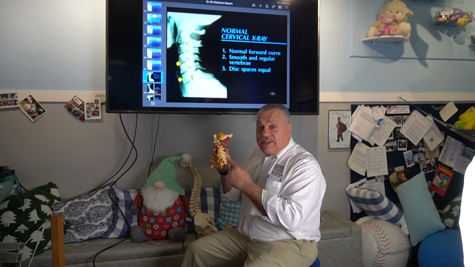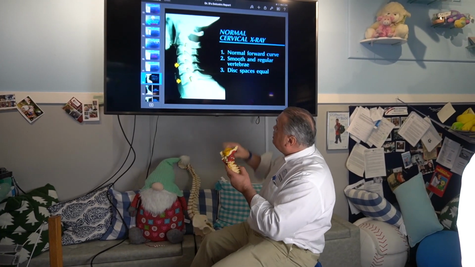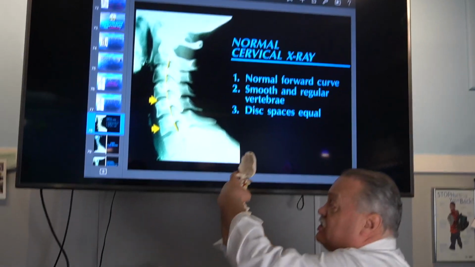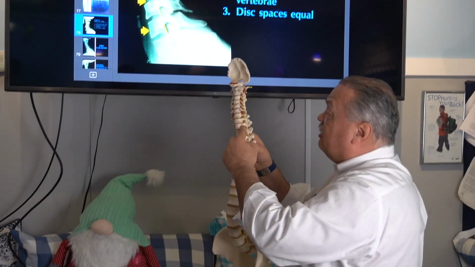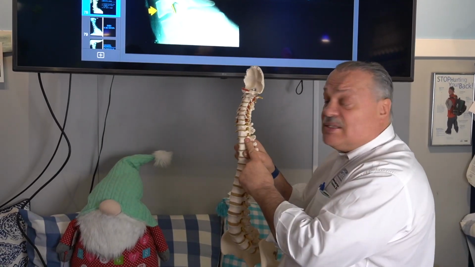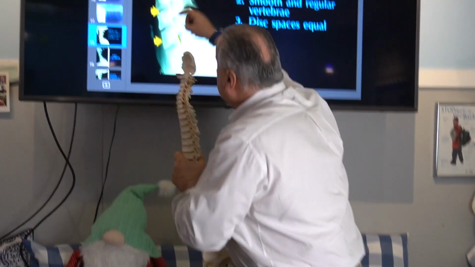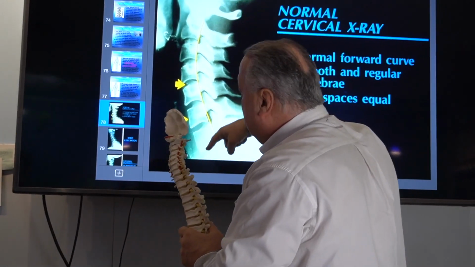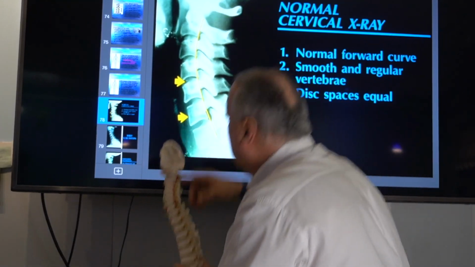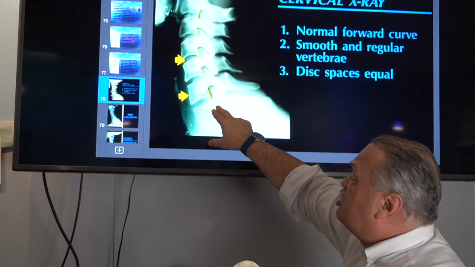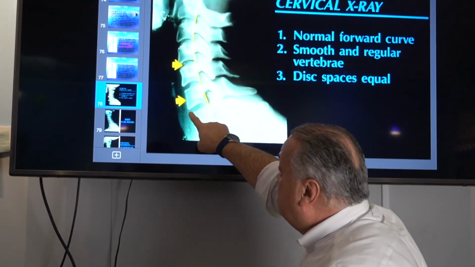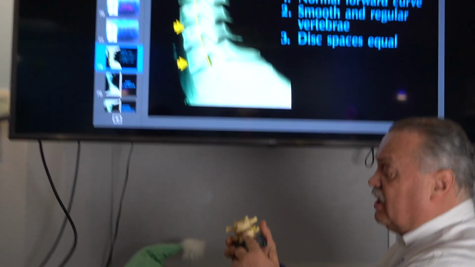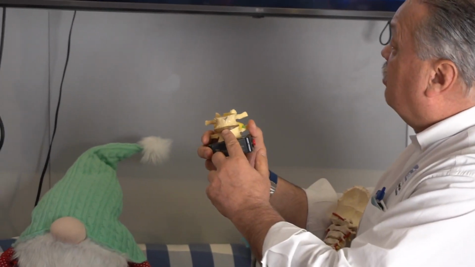Now we're looking at the actual cervical curve. So see this cervical curve? The cervical curve is the upper portion of your neck. Cervical means neck. So 1, 2, 3, 4, 5, 6, 7. Those are the 7 bones in your neck. So you can see these actual components a lot better. So here's your disc space. That's your disc right here.